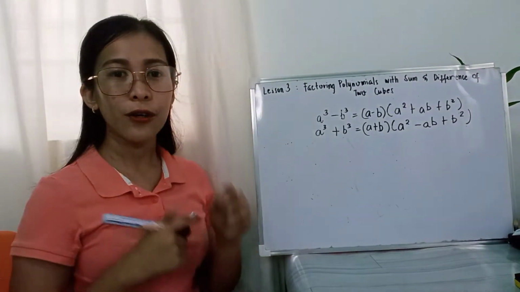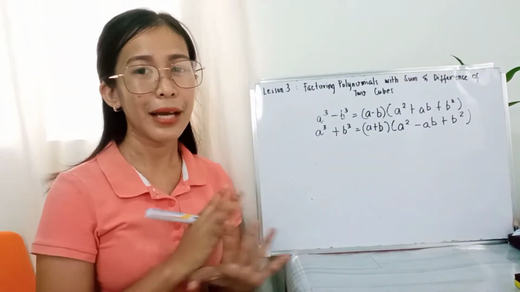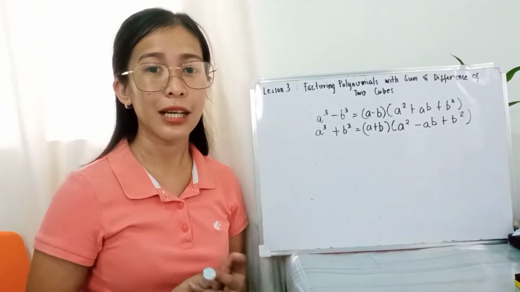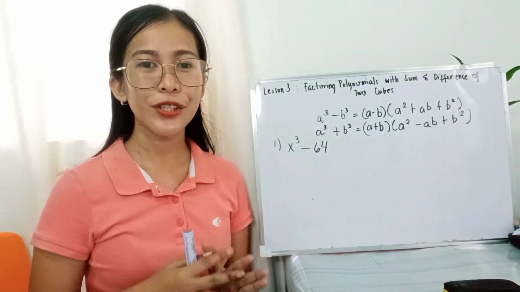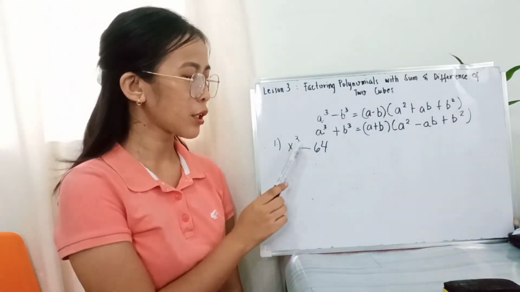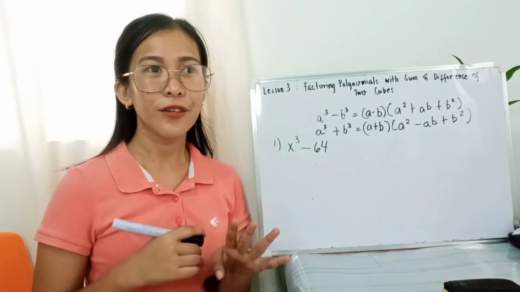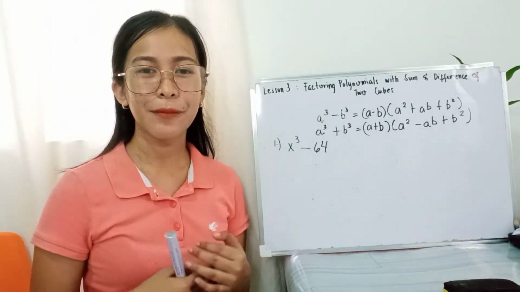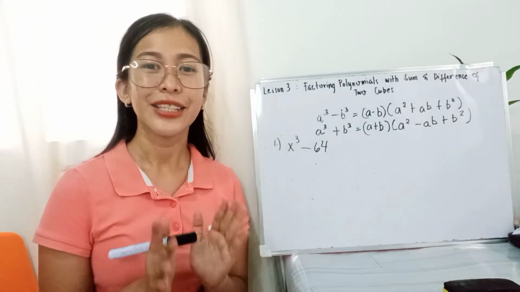Anyway, madali ninyo lang namang matatandaan ito kapag nakita natin mamaya kung paano na talaga sila sinosolve. So, take a look at our first example. We have here x cubed minus 64. I want you to listen properly para mas madali ninyong maintindihan. Alam kong kayang-kaya ninyo to.